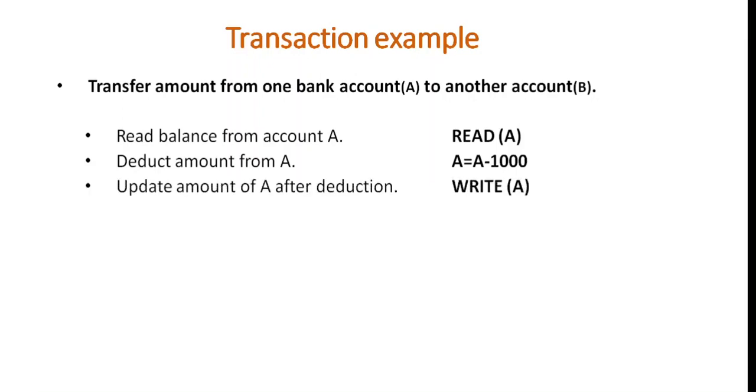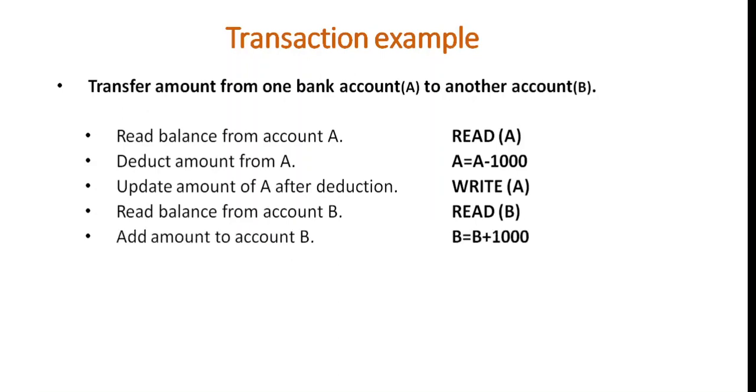Then after deduction of 1000 rupees, whatever balance is there, we write that amount back to account A, so that we are updating the amount of account A after deduction. Then we'll read the balance of account B. Before transferring the amount to account B, first we fetch the balance from account B. Then we add that amount to account B, that is 1000 rupees are added to account B, and after addition of 1000 rupees, whatever balance is there, we update that amount back to account B.